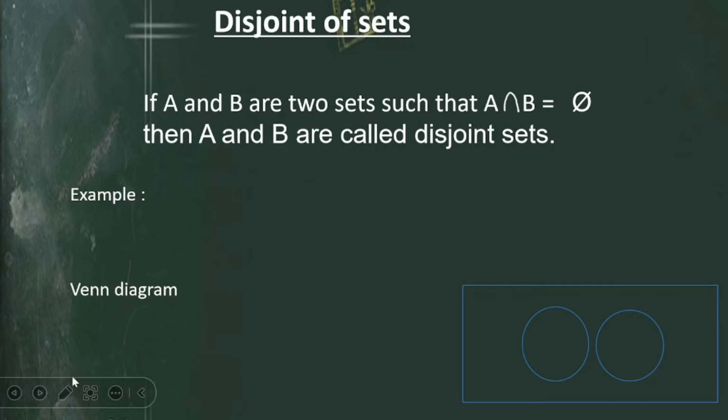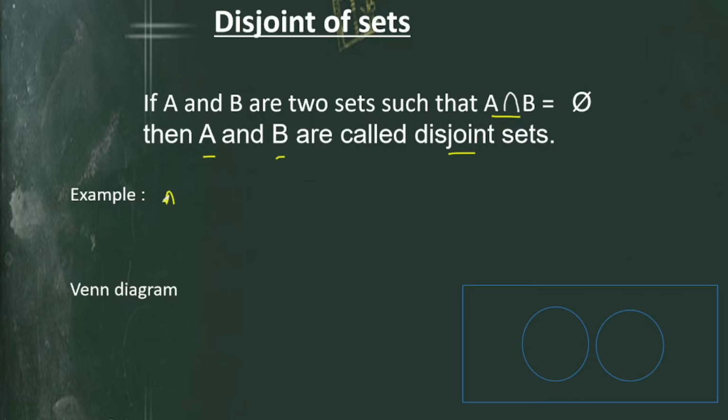If A and B are two sets such that A intersection B equals φ, which we know means the empty set or void set, then A and B are called disjoint sets. Means if we perform intersection on two sets and get the empty set as the result, then these two sets are said to be disjoint sets. This is a special property of intersection of two sets.